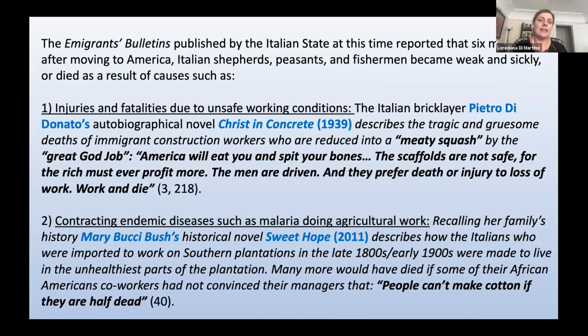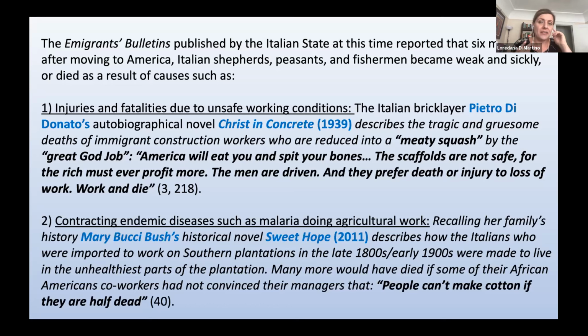The emigrants' bulletins published by the Italian state at the time actually reported that just a few months after Italian shepherds, peasants, and fishermen moved to America, they became weak. Their bodies became weak, sickly, or they died as a result of things such as injuries and fatalities due to unsafe working conditions. And in the class, we actually read an excerpt from a very important novel.